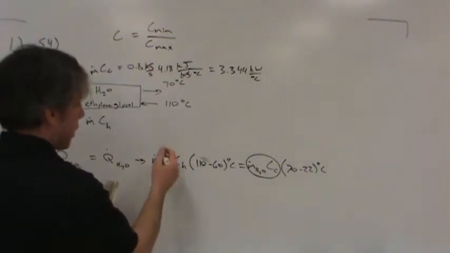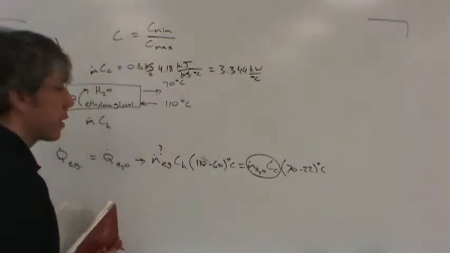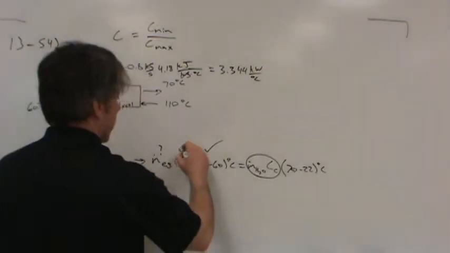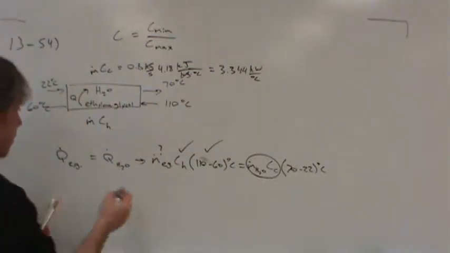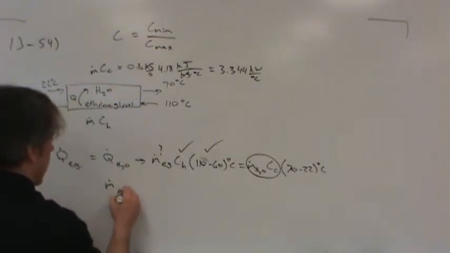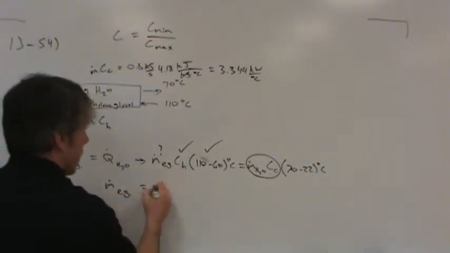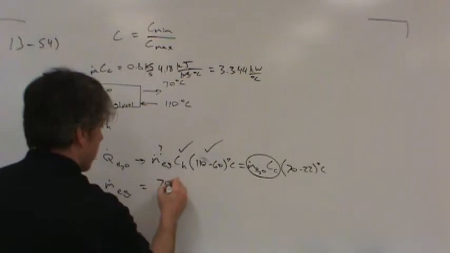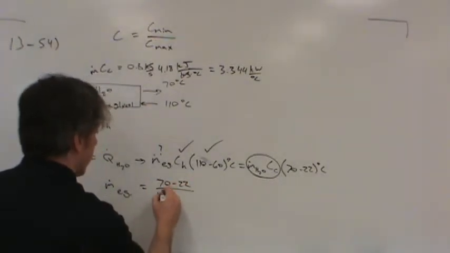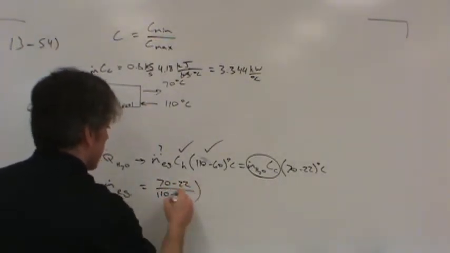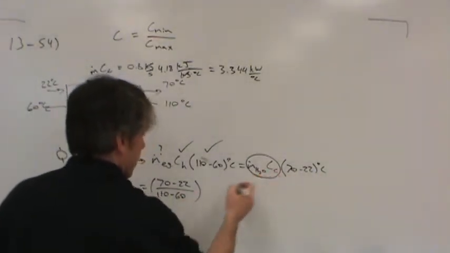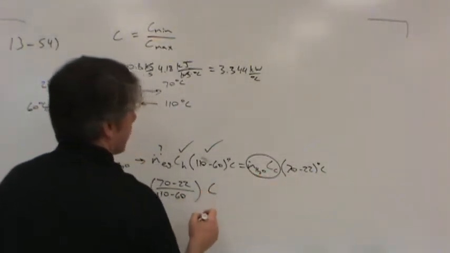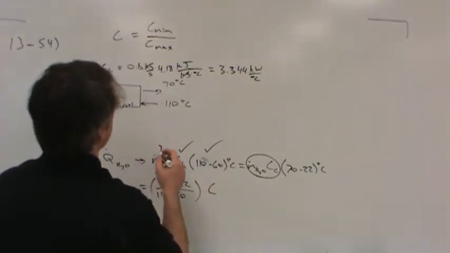Now notice the only unknown is the mass flow rate of the ethylene glycol, because we know the temperature difference here. We know the heat capacity of the hot side. So we can find the mass flow rate of the ethylene glycol. It would simply be 70 less 22 over 110 less 60, just to put the temperatures together, multiplied by the capacity rate on the cold side.